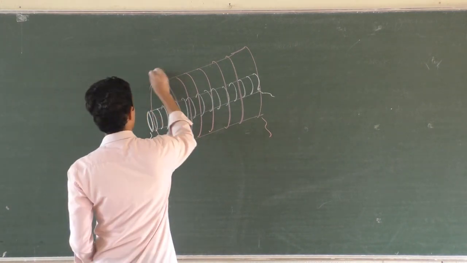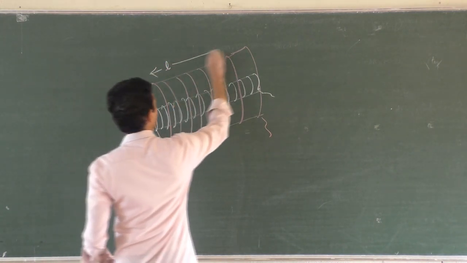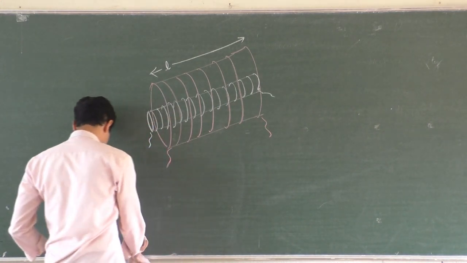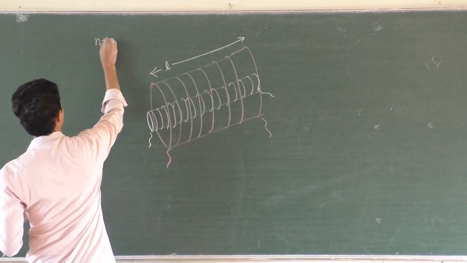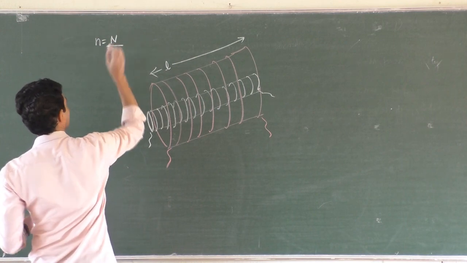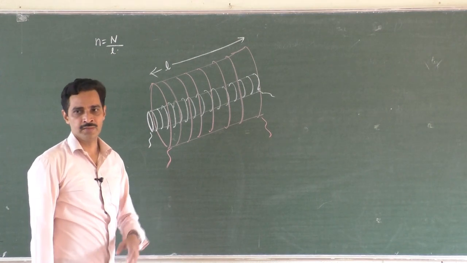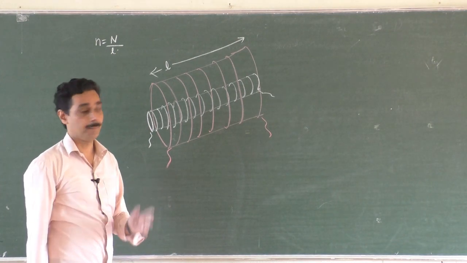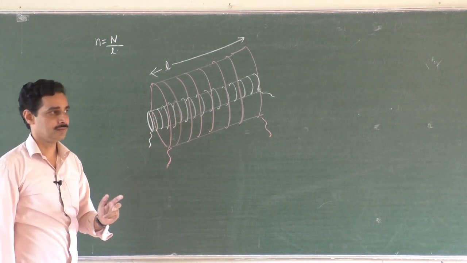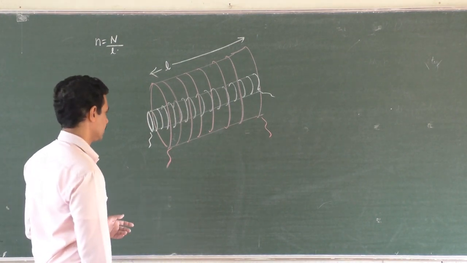Let both the coils have a length L. Small n be the number of turns per unit length, that is, total number of turns divided by the total length of the coil. So every term has to be very clear here. Small n is the number of turns per unit length and capital N is the total number of turns.